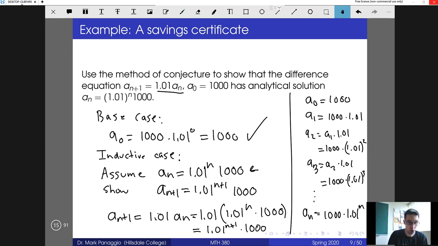Okay? So we showed that if the formula works for n, then it will also work for n plus 1. Given that we know that it works for 0, that means it has to work for 1. And given that it now works for 1, it has to work for 2, and 3, and 4, and so on, which means this formula that we hypothesized at the top works for every value of n.